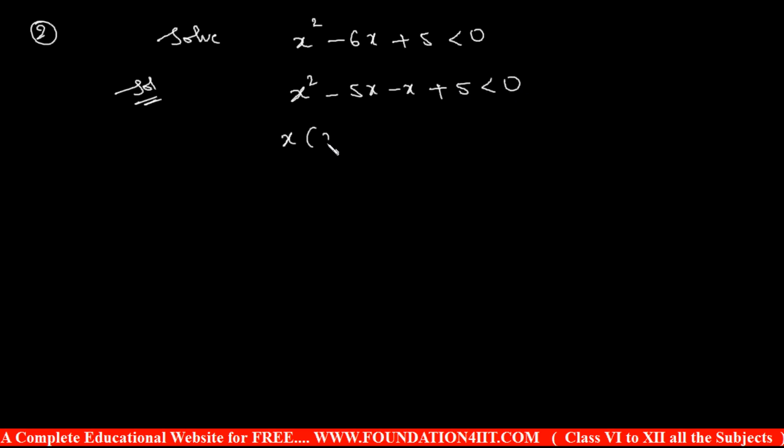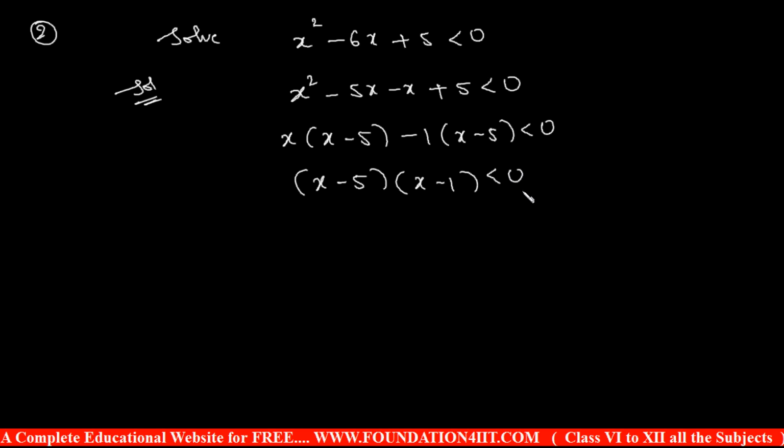Solve x square minus 6x plus 5 less than 0. Splitting the middle term, the solution is the same: x square minus 5x minus x plus 5 is less than 0. So x is common, x minus 5, minus 1 is common, x minus 5 less than 0. You know already how to split and all, so I am directly taking the step: x minus 5, x minus 1 less than 0.